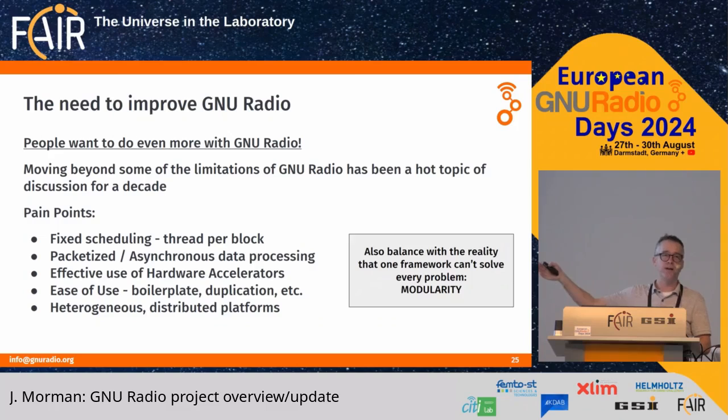People want to do more with GNU Radio. GNU Radio solves a lot of very different problems for a lot of people, and there's a lot of people pushing the bounds of GNU Radio. So moving beyond some of those limitations is something that people have talked about for years and years. I'll identify some of the pain points that people have identified. One is this fixed scheduling. Having the thread per block scheduling works great under a whatever percentage of use cases. It's enough. It's great. It's simple. But if you want to really game the performance of your computer running GNU Radio, it might not be ideal.